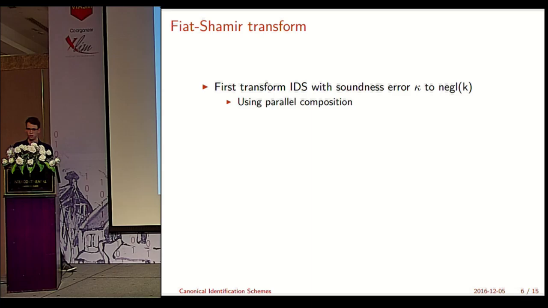So how do we turn this into signatures? You apply the Fiat-Shamir transform. But before doing that, we first need to get rid of the soundness error. I just mentioned it. Typically, this is a number of the order of half or two thirds. And by composing a lot of instances of this IDS in parallel, we can reduce this, because basically you're multiplying the soundness error for each parallel composition that you're doing. So you compose until you get to a negligible level of error in your security parameter k. And then we transform this into signatures.